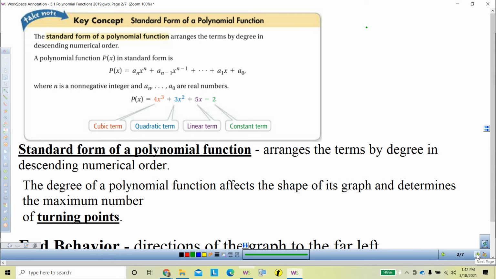So standard form. The book definition arranges the terms by degree in descending numerical order. That's relatively easy to understand. I like writing it and saying descending order by x.